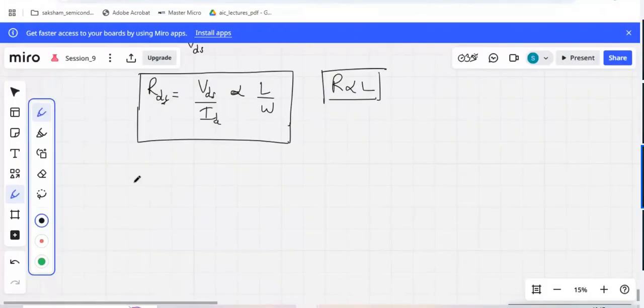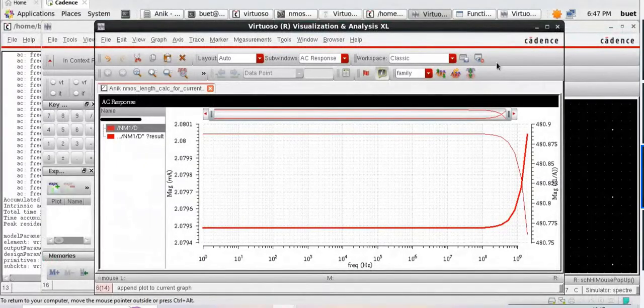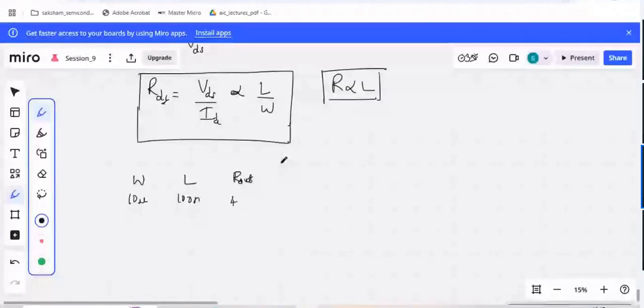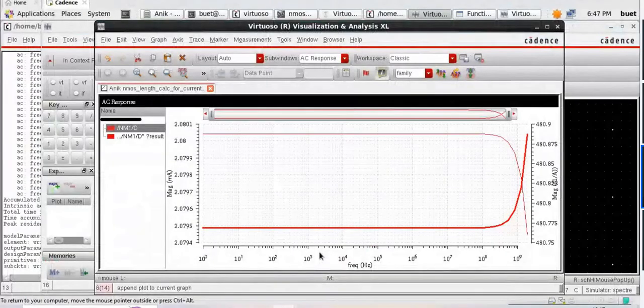So we fixed W equal to 10 micro and L as 100 nano, and the resistance, which you are now calling the output resistance, you got as 480. I can take it as 480 ohm.